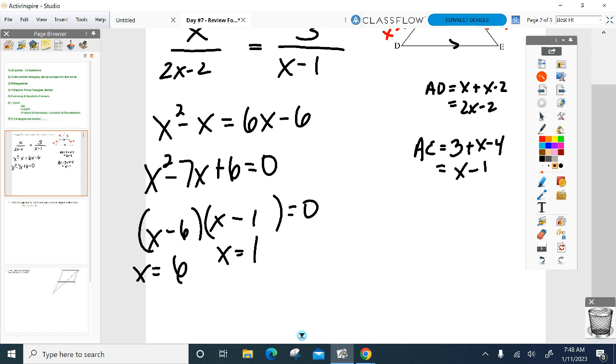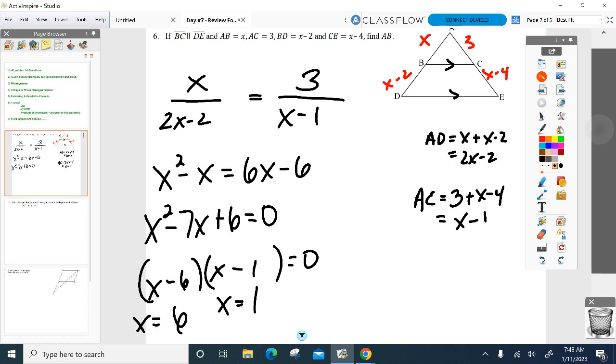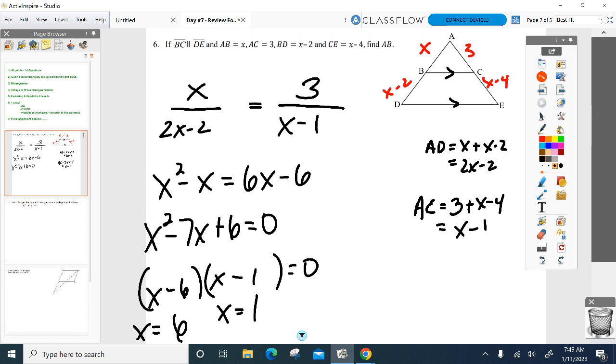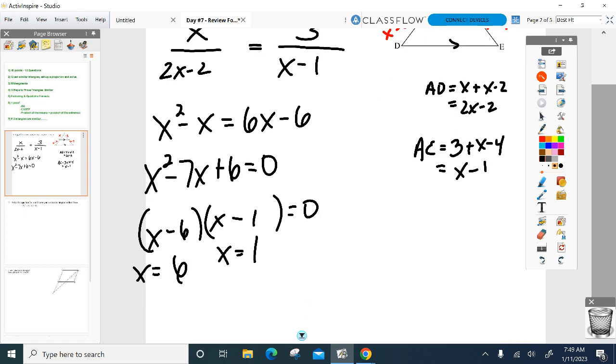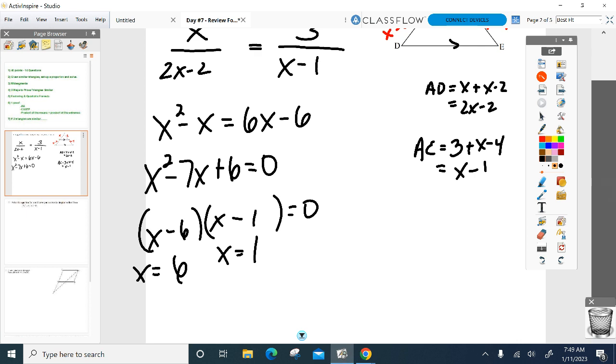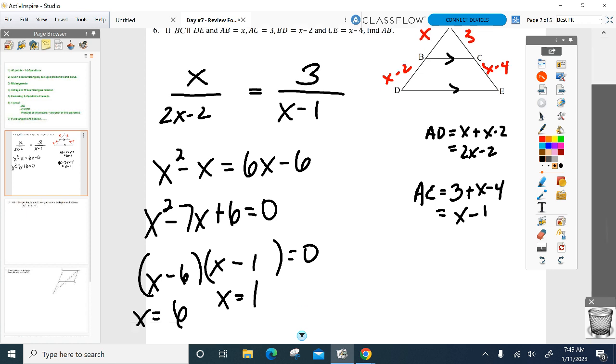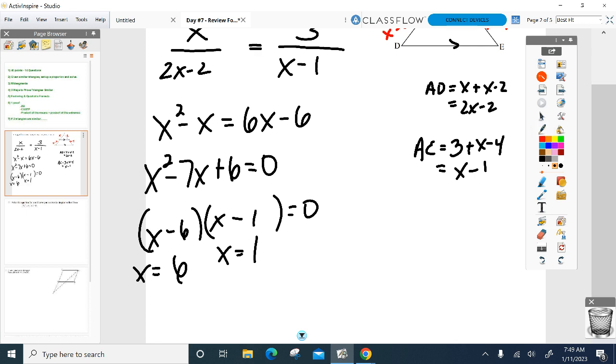Out of these 2 answers, which one gives you a problem, and what side does it give you a problem? Actually, sides, now that I see it, what sides does it give you a problem for? X equals 1, BD and CE. I plug 1 in here, it's negative. I plug 1 in here, it's negative. So again, just because it's positive doesn't mean squat. Still getting rejected. So all I'm keeping is 6.